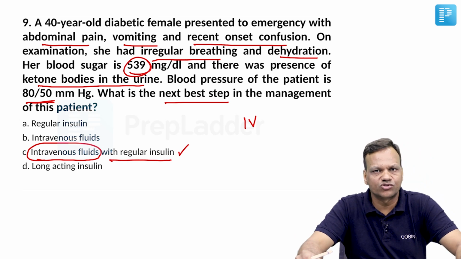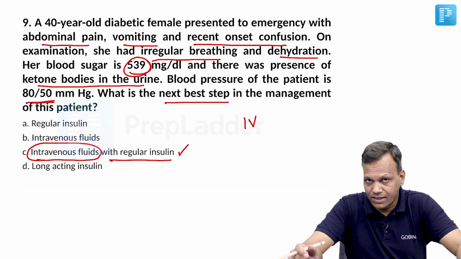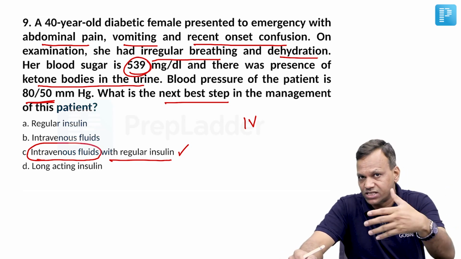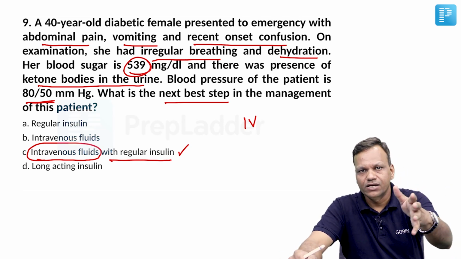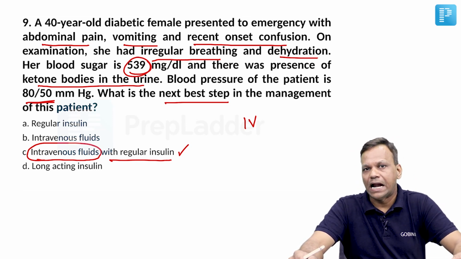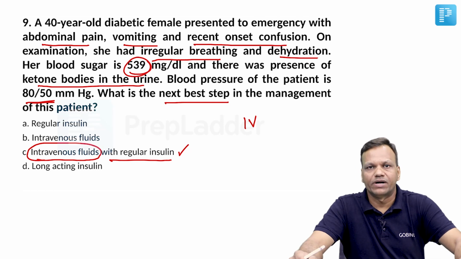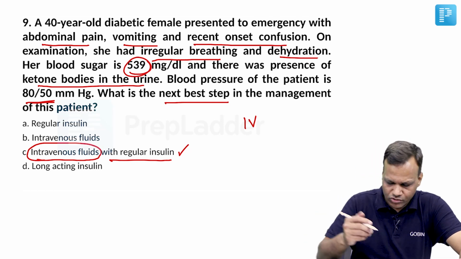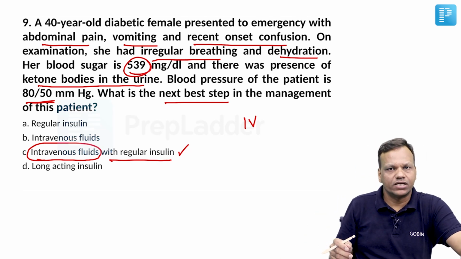IV fluids with regular insulin is the treatment of choice for diabetic ketoacidosis. But when we give insulin, it shifts the potassium intracellularly, so hypokalemia chances are there. So keep on measuring the potassium level, and if it falls, we can supplement potassium also. Okay, so the answer is IV fluid with regular insulin.